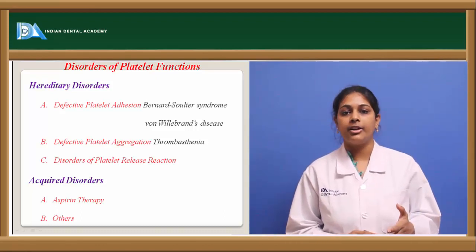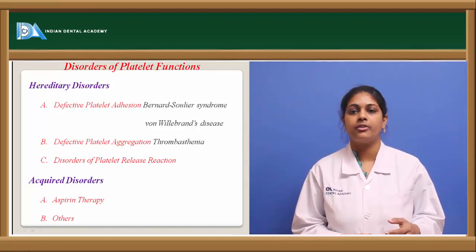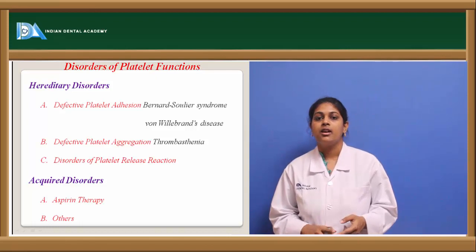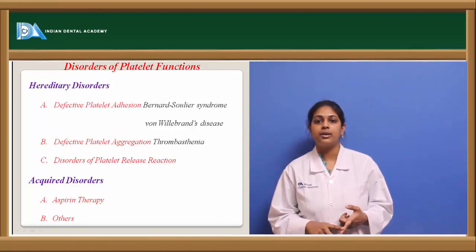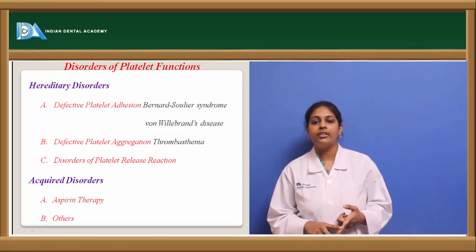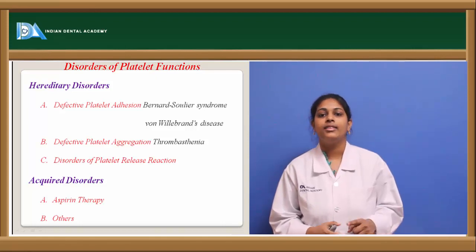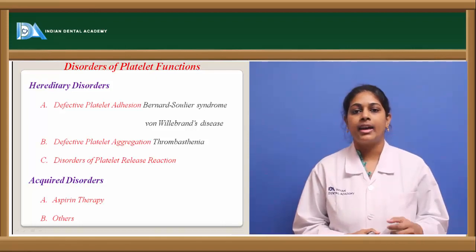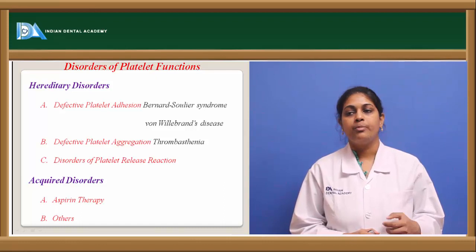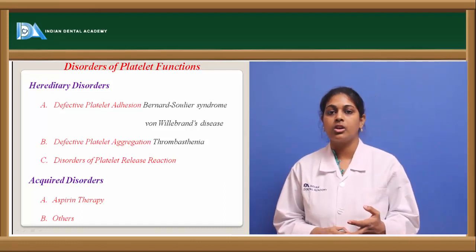The other condition where we see a defect in platelet adhesion is von Willebrand's disease. Here, similarly, the other adhesion factors which are required, that is the integrin glycoprotein, are defective. Because of that, the platelet adhesion is also defective.